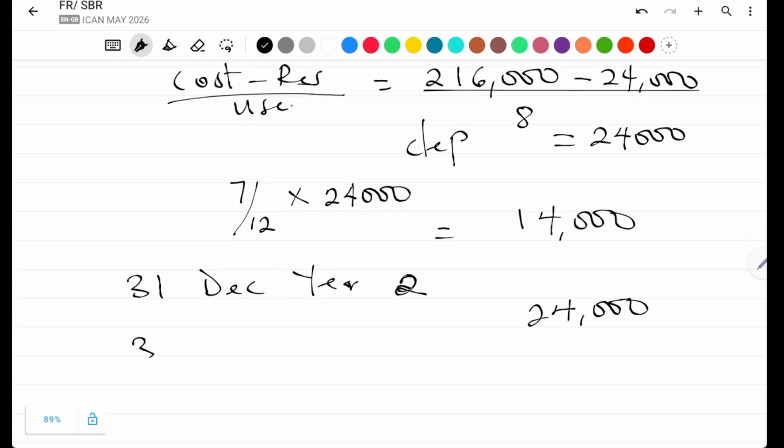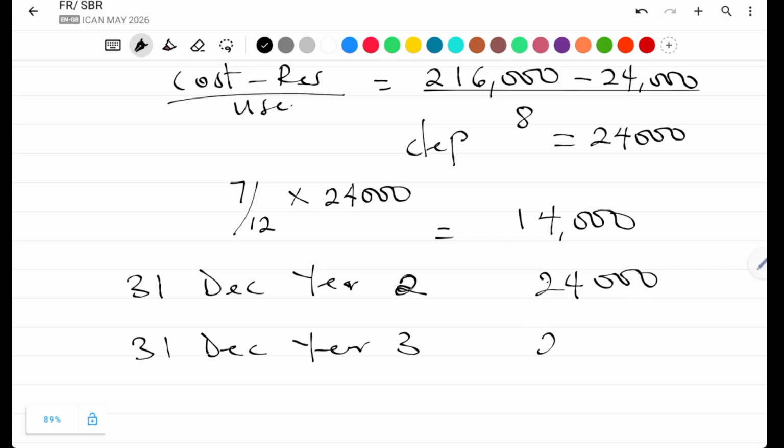Then we'll have 31st December, because from year 2 we then move to year 3. So 31st December year 3. Let me write it here. Year 3 is a complete 12 months. So what do we do?